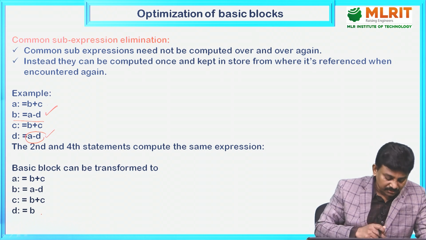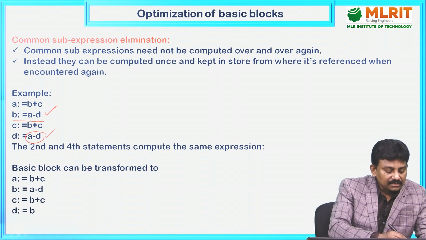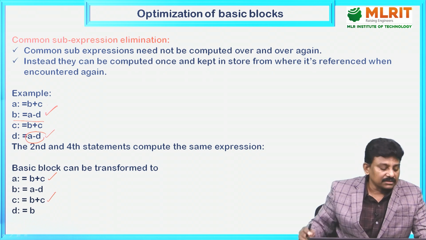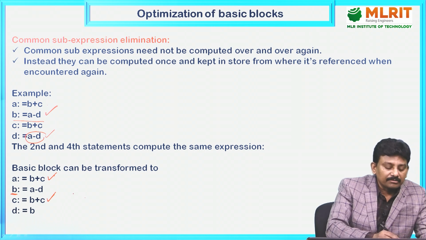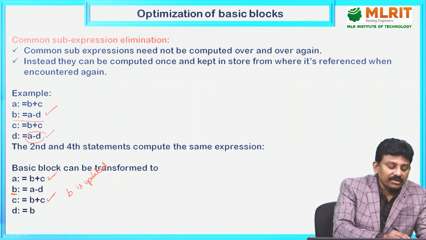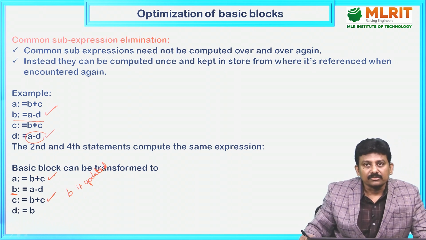And also here we need to find another point. After eliminating the common sub-expression, we will find another apparent common sub-expression, that is B + C and B + C, in the first statement and third statement. They are not common sub-expressions, because before C = B + C, in the second statement, B is updated. The value of B in the second statement is different from the value of B in the first statement. That's why B + C is not a common sub-expression, so we should not eliminate this B + C.